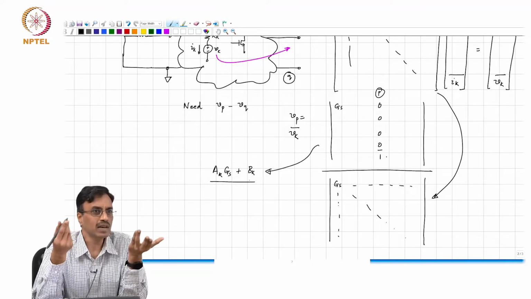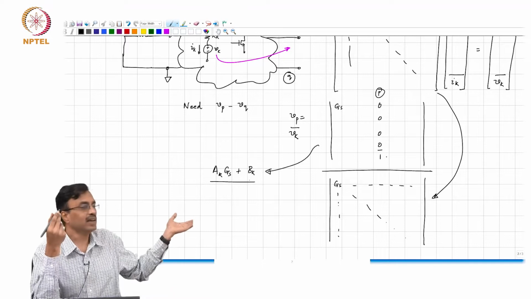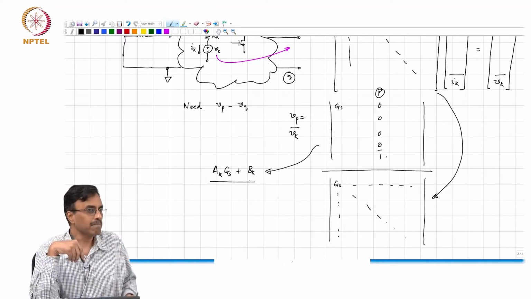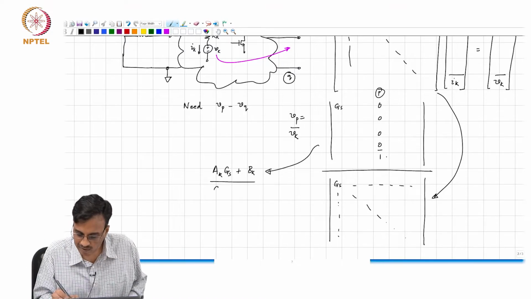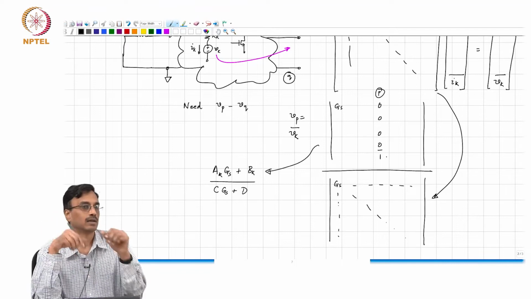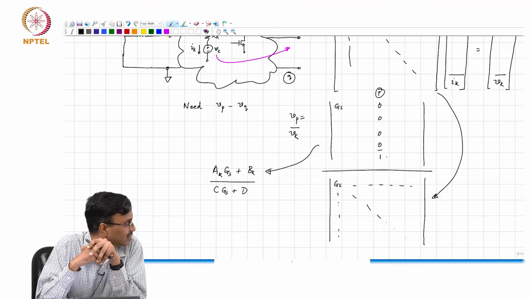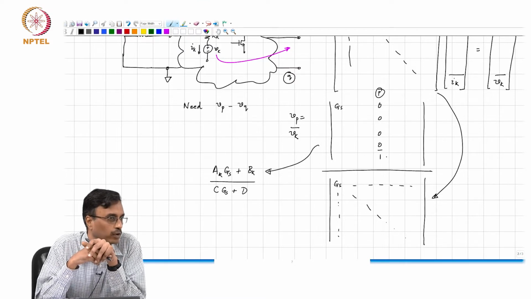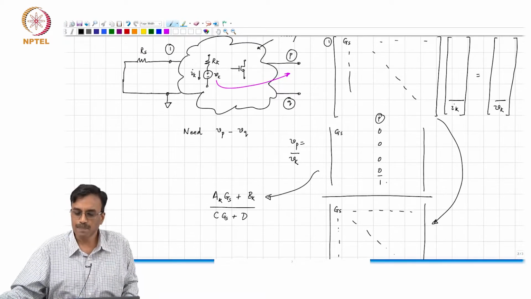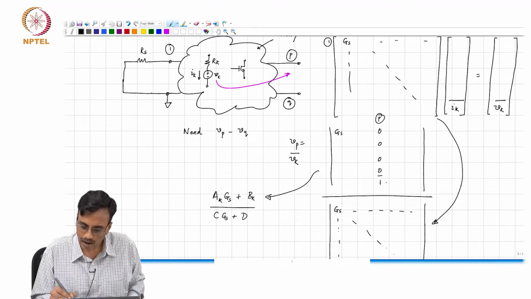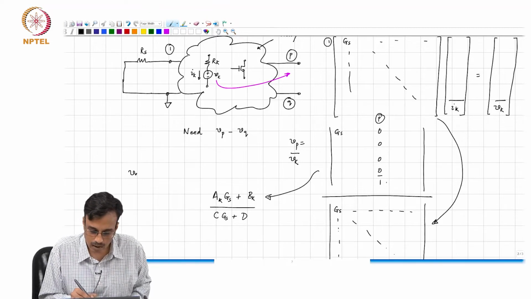Well, it will also be of the same form. Obviously, you won't have the same Ak and the same Bk, so you call this C times GS plus D, okay. And as we were discussing yesterday, such a form is called a bilinear form. So, if Vp by Vk is of this form, what comment can we make about Vq by Vk?